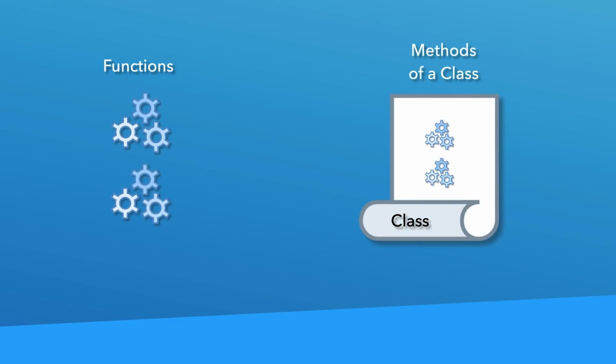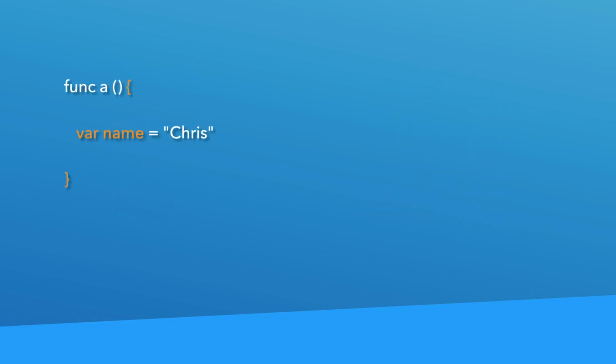Let's illustrate this in a diagram. First we had functions, and then we put them inside of a class, and now they're called methods. I want to talk about variable scope for a second. In the last lesson, you learned that declaring a variable inside of a function, it only exists within that function's scope. So for instance, if we declared a variable called name in function A, we can't access that name variable in function B because function B has its own scope. The same goes for the reverse. If we declare a variable in function B, we can't access it in function A because that variable would only exist in function B's scope.